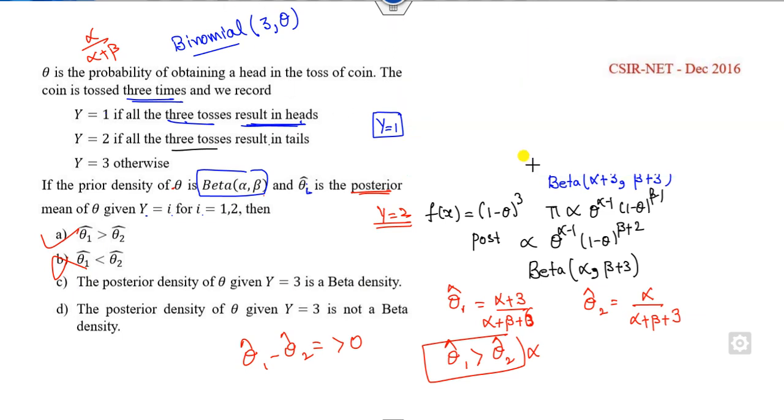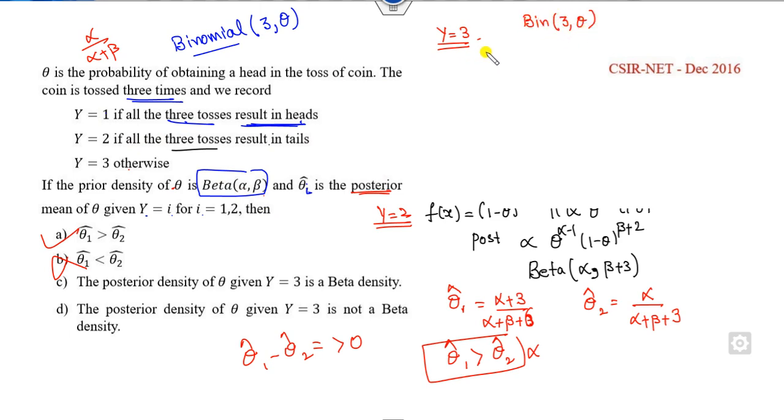Now look at the third option. What is the third option? It is when y is equal to 3, that means otherwise. So it follows the binomial distribution with the parameters here. What is that? It's nCy, theta raised to the power y, 1 minus theta to the power 3 minus y. This is the general formula for that.